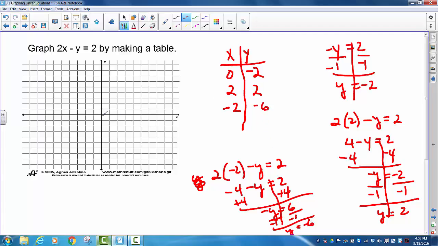So let's come over here and graph. We've got 0, -2. We've got 2, 2. And we've got -2, -6. And let's draw our line. And let's put our arrows on the end. And we've done it by making a table.